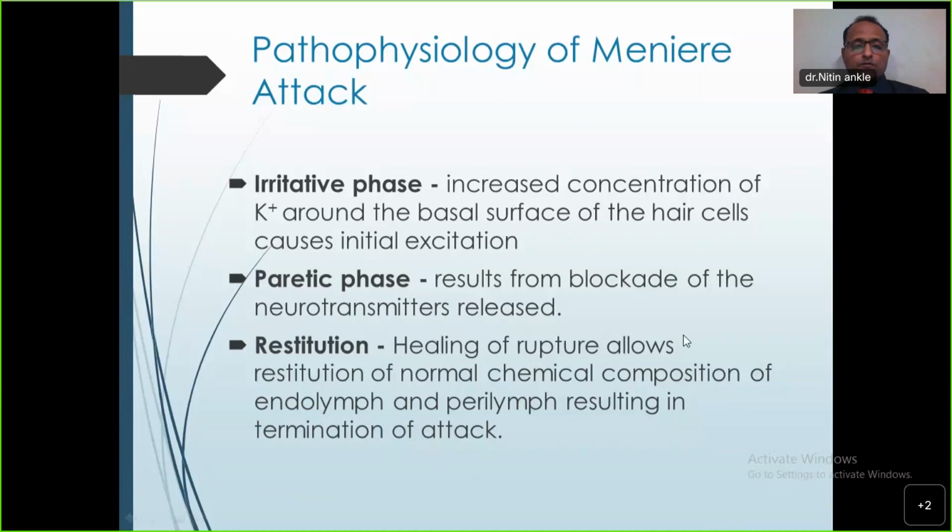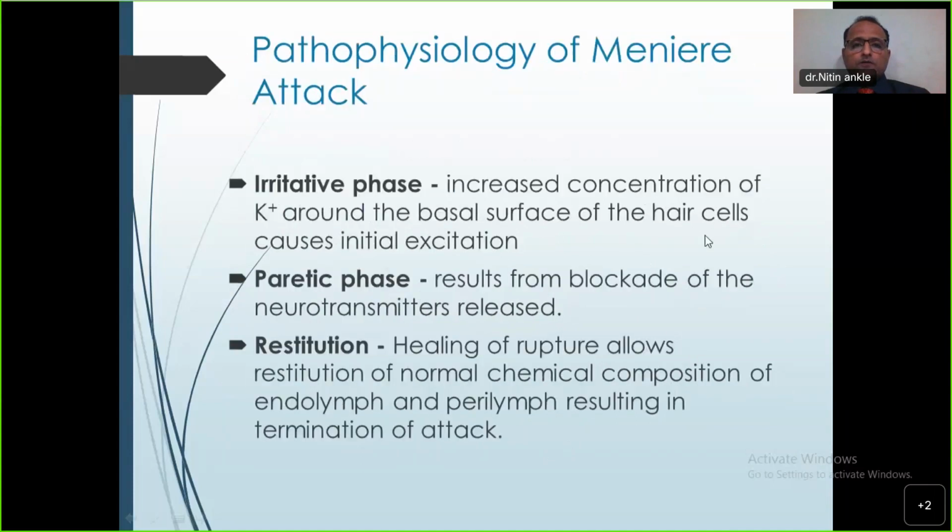Then comes the paretic phase. This results from the blockade of the neurotransmitter release. The neurons are totally paretic, and the function is not restored normally, and this is the phase wherein the symptoms continue, though not in as severe a way as in the irritative phase. And last is the restorative phase, wherein the healing of the rupture allows the restoration of normal chemical composition of the endolymph and perilymph. So the composition of the perilymph and endolymph is brought back to normal after the healing, and this is what will lead to the termination of the attack.